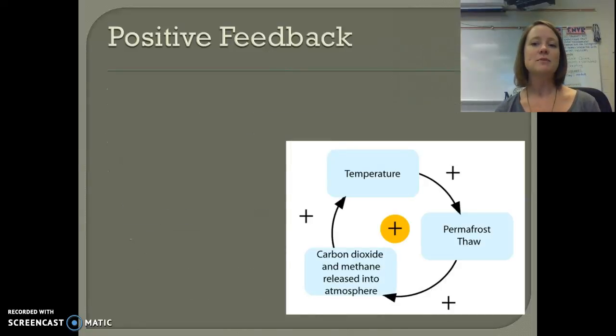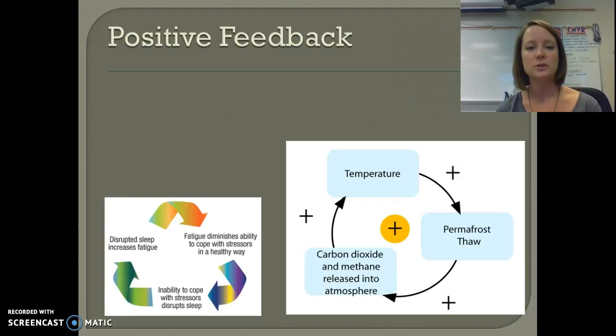Now, positive feedback continues to change in the same direction. So in this first example, when temperature rises, that causes permafrost to thaw. When permafrost thaws, that releases methane containing carbon dioxide into the atmosphere. And carbon dioxide is a greenhouse gas, which traps heat, causing the temperature to rise, and that just continues the cycle.